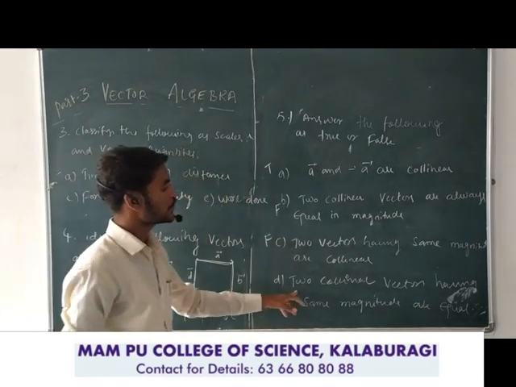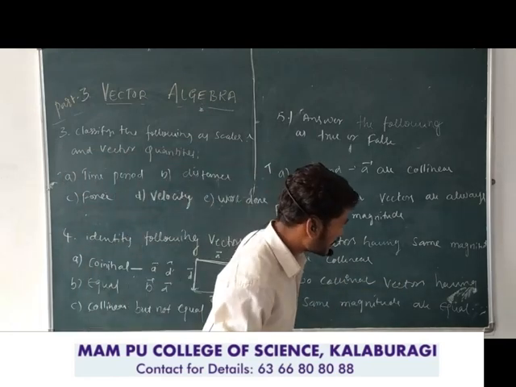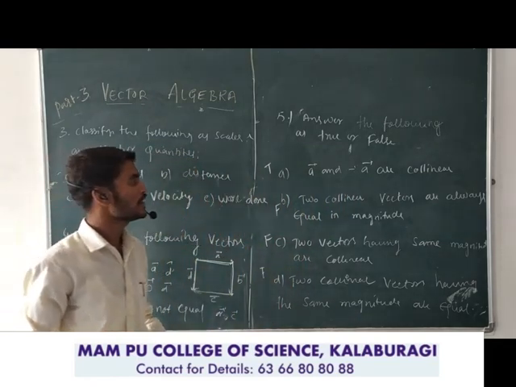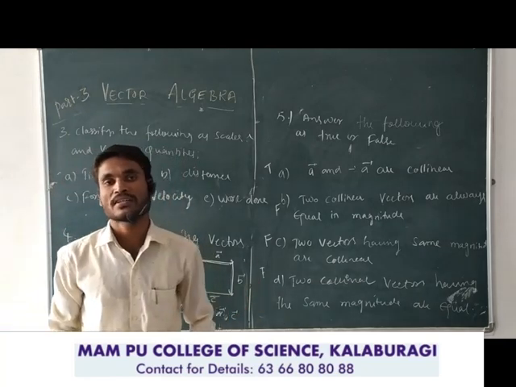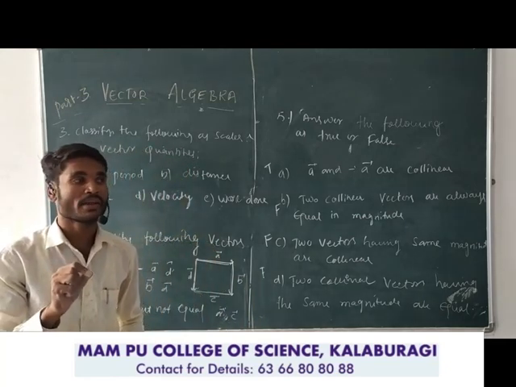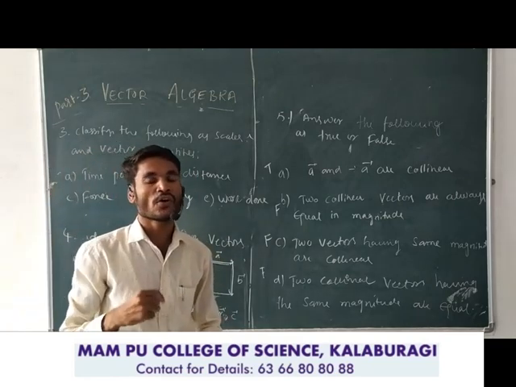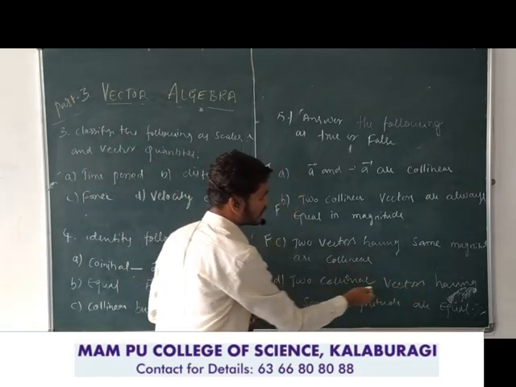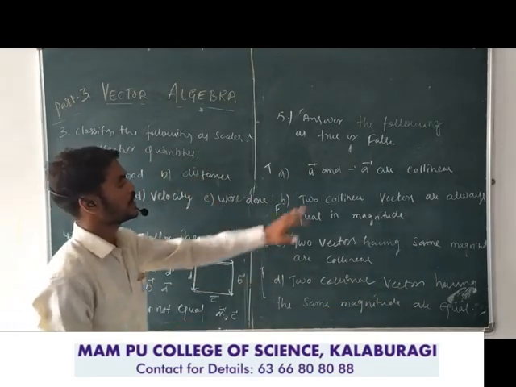And the last one: two collinear vectors having the same magnitude are equal. Of course it is also false, because in your definition, collinear means two or more vectors are said to be collinear if they are parallel to the same line, irrespective of their magnitude and direction. So here there is no such condition. These three are false, only one is true.